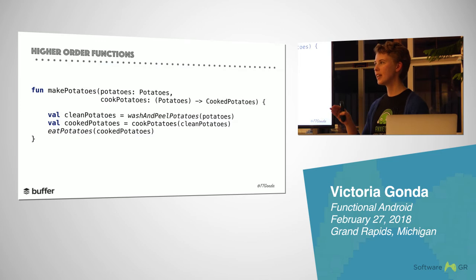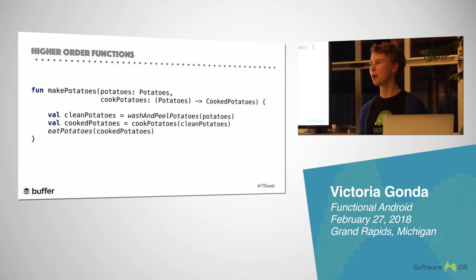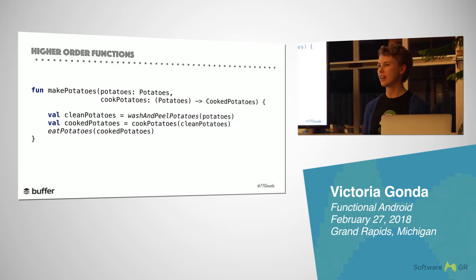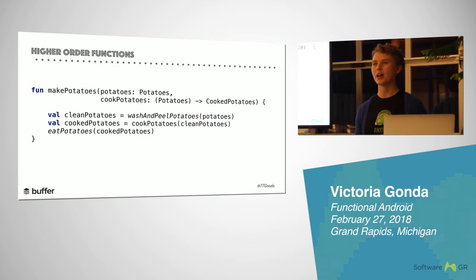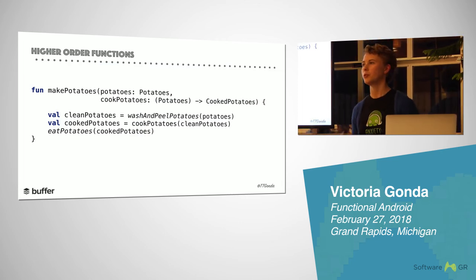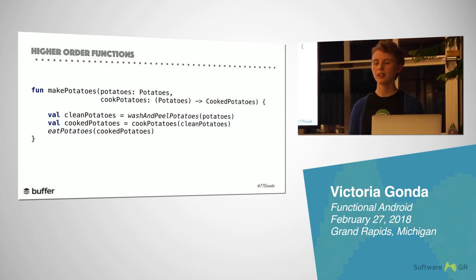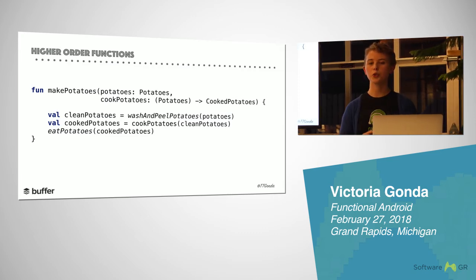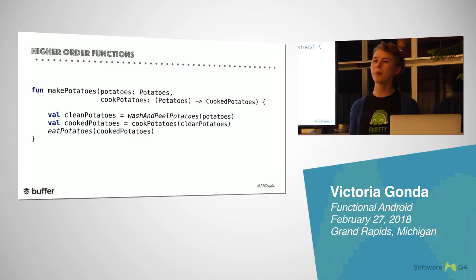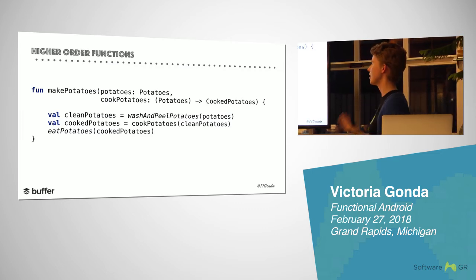First, when the beginning and the end are the same, but the middle parts are different. This could be like writing to shared preferences in Android. You have to get them, open them, write to them. What you write is going to be different each time. And then you have to commit or apply. In this example, we're going to take the series to cook potatoes. We're always going to wash and peel the potatoes, and we're always going to eat them in the end. But how we cook them might change. So we're going to pass that logic in as a function.